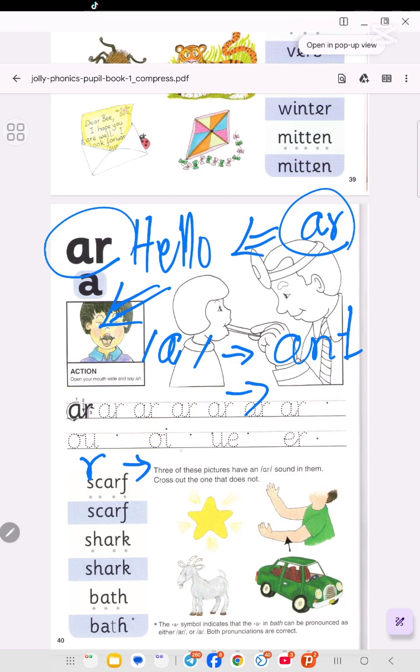R, like in rabbit, like in ring, or like in red. So the letter R sound.